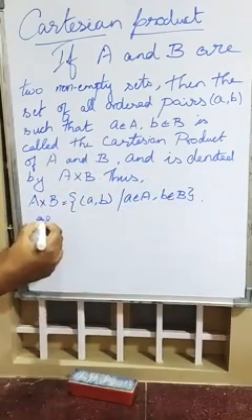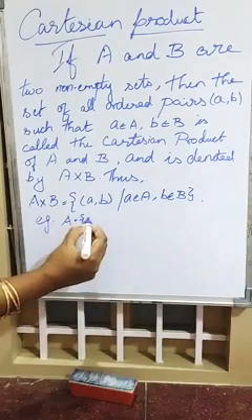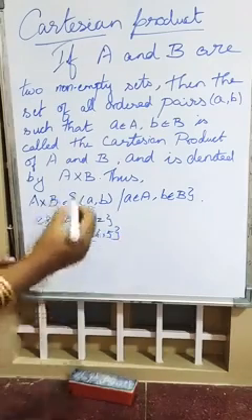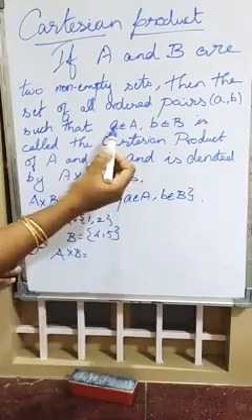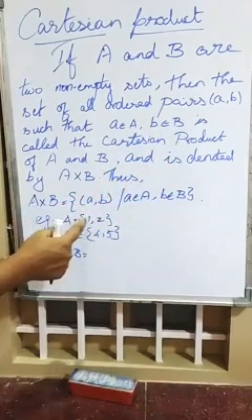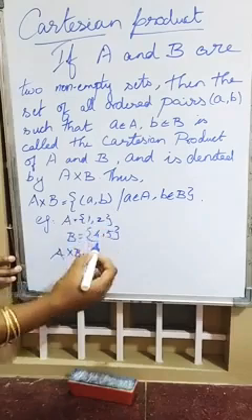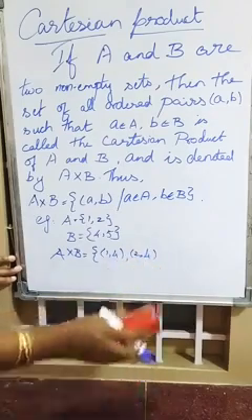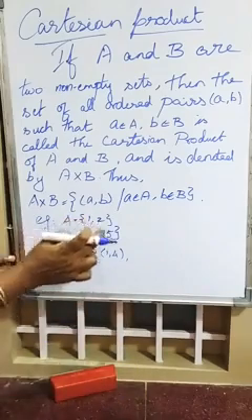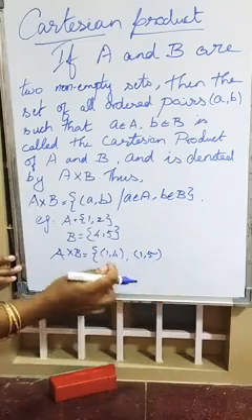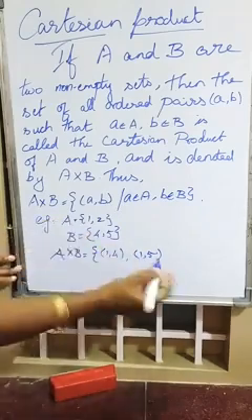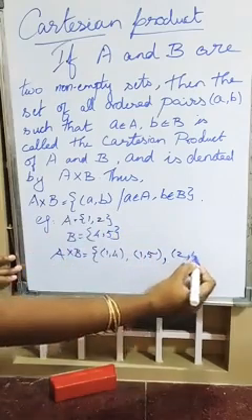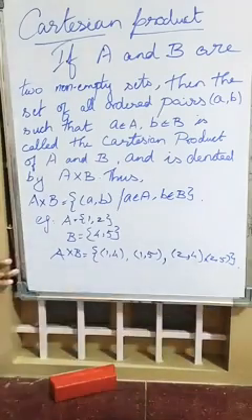Once again, one more example. If you take set A is equal to {1, 2} and the set B is equal to {4, 5}, the Cartesian product A cross B, from the definition, a belongs to A, b belongs to B. Take the first element 1: (1, 4), (1, 5), where 1 belongs to A, 4 and 5 belong to B. Next, you take the second element from the A set, that is 2: (2, 4), (2, 5). That's all.